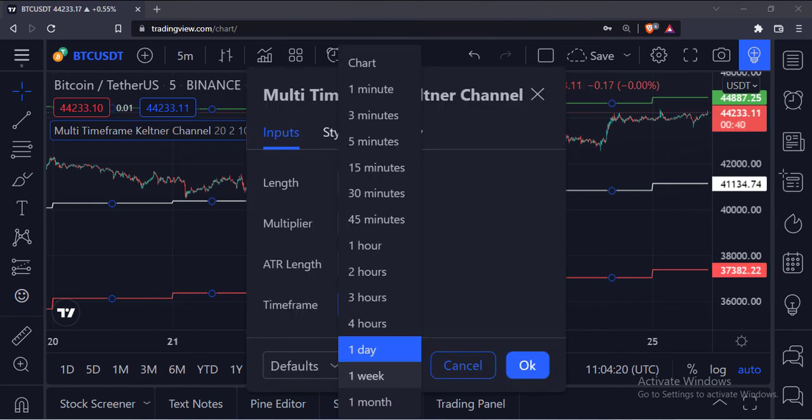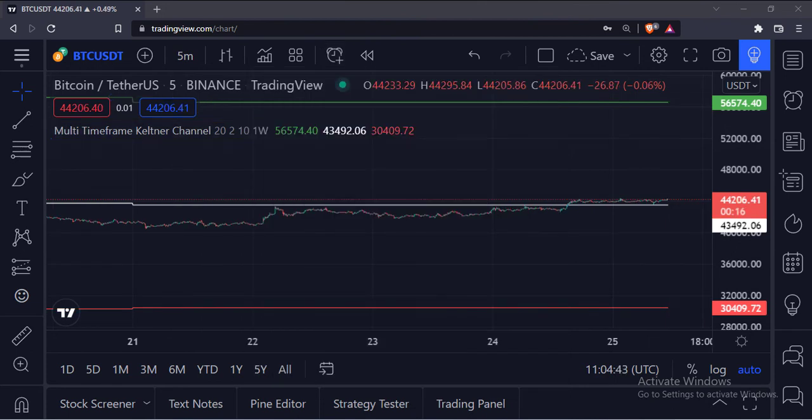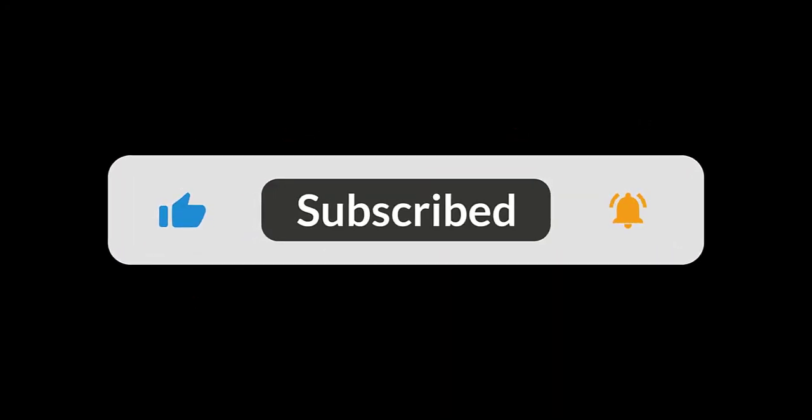Let's change the timeframe to weekly. So now we are looking at the weekly Keltner channel on the 5 minute chart. So that's it. That's how you can implement the multi-timeframe Keltner channel in the TradingView Pine Script.